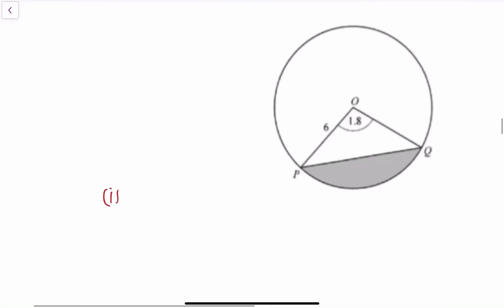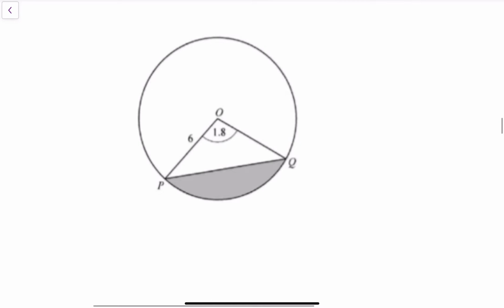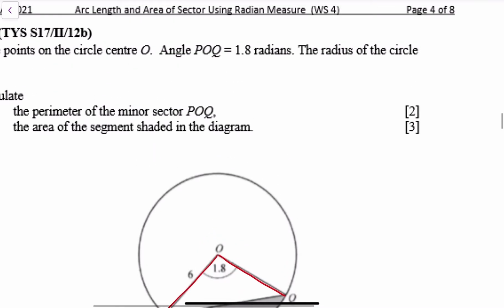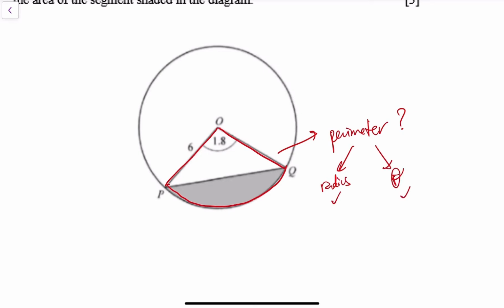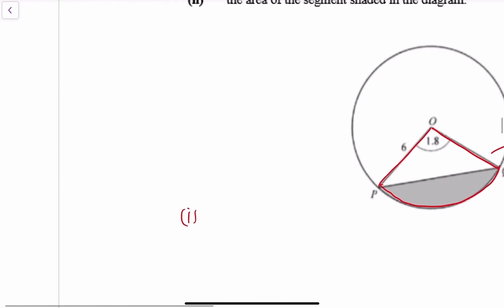Okay, so let's look at this sector POQ. Highlight. This word minor is very important. It tells you whether you want to find the big one or the small one. Okay, the minor sector POQ is over here. So if I want to find the perimeter, what do I need? Once again, I need radius. I need the theta. I have this. I have this. Clear. Simple.